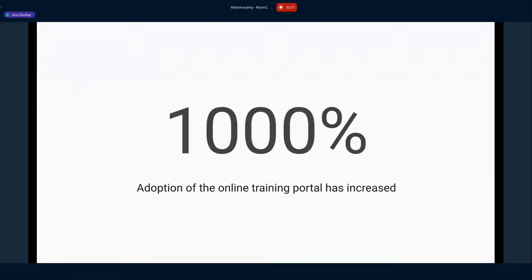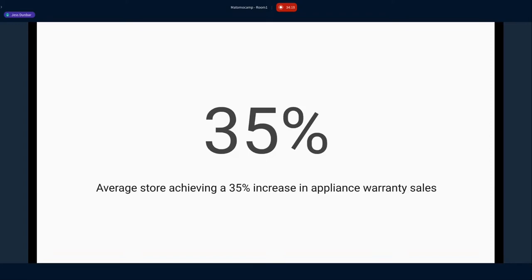By implementing the user attraction campaign, the adoption of the online training portal increased over 10 times, with consistent month-over-month usage. So that's pretty exciting. We're getting sales representatives logging in and actually finishing the training. And as a result of being engaged and finishing that training, this in turn resulted in improved sales, with the average store achieving a 35% increase in appliance warranty sales during the second year of portal usage. So pretty exciting for the Home Depot.